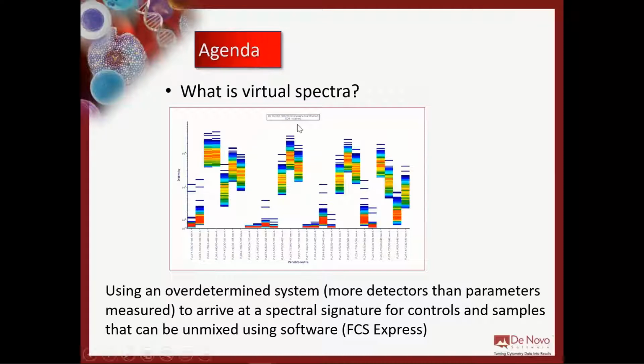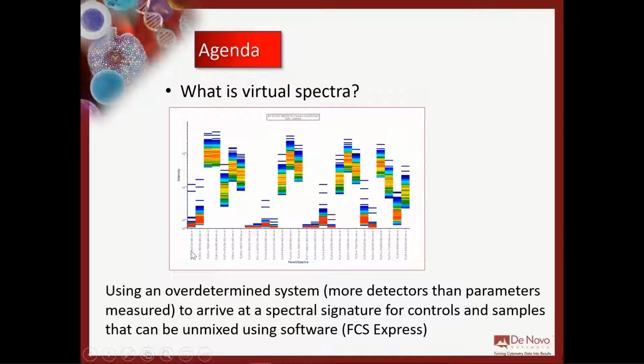And essentially what we have up here is an example image of what this looks like. This is actually a single stain control on an overdetermined system. We're using a Biorad ZE5 with 27 detectors turned on for use in a 10-color panel. I'm going to come in and talk a little bit more about that in a minute. But essentially what we're able to do is take this standard cytometer and utilize the full range of the detector sets available on there.